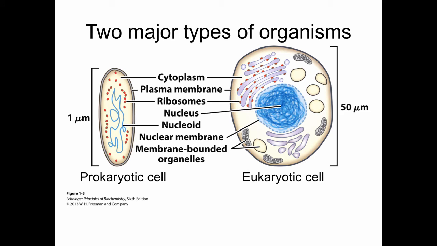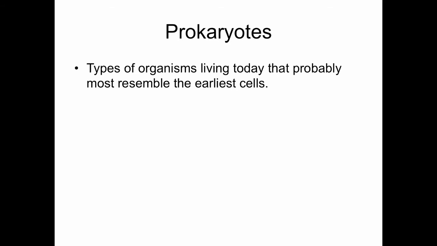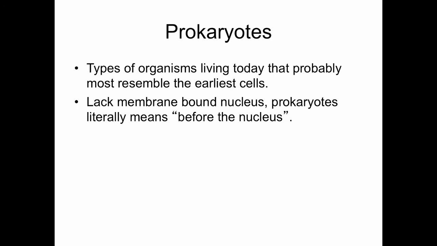There are 2 major types of organisms, which are prokaryotes and eukaryotes. Prokaryotic and eukaryotic cells have cellular features in common that are vital to life, such as a plasma membrane and ribosomes. Eukaryotic cells have additional features such as organelles and a nucleus, which makes them more complex compared to prokaryotic cells. Prokaryotic cells are the type of organisms living today and probably most resemble the earliest type of cells that existed as life evolved on Earth.